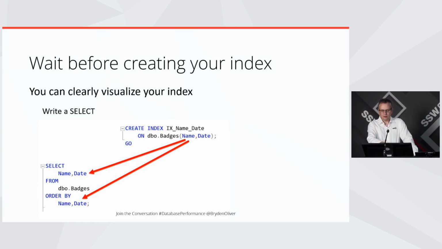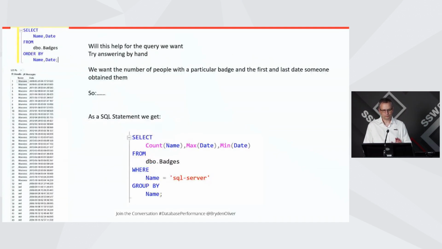So here I'm about to create an index, and its name is going to be ix_name_date, and it's going to be on the badges table, and it's going to have name and date in the query. So if I write select name, date from badges order by name, date, in other words just the two fields repeated, I get back exactly what that index looks like as it's stored in SQL Server.